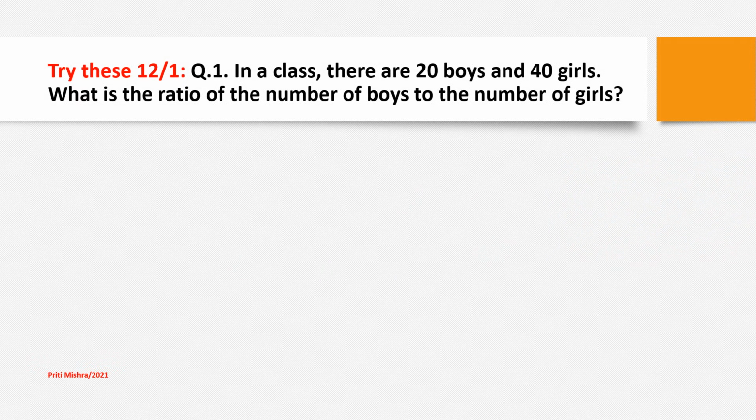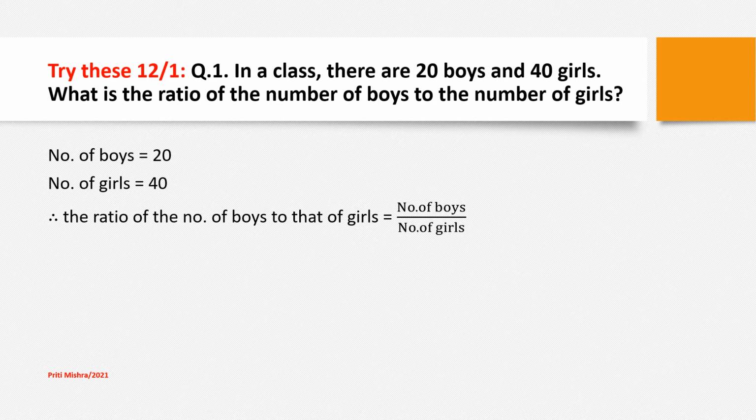Try this 12 by 1, question number 1. In a class, there are 20 boys and 40 girls. What is the ratio of the number of boys to the number of girls? The very first thing, the given information has to be noted down. Number of boys 20, number of girls 40.